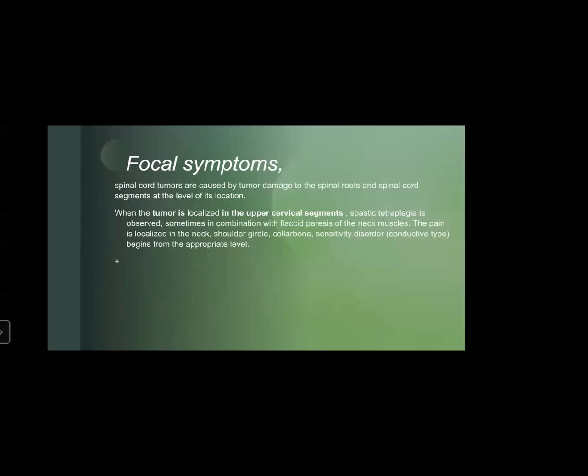Focal symptoms of spinal cord tumors are caused by tumor damage to the spinal roots and spinal cord segment at the level of its location. When the tumor is located in the upper cervical segments, spastic tetraplegia is observed, sometimes in combination with flaccid paresis of the neck muscles. The pain is localized in the neck, shoulder girdle, and collarbone. Sensitivity disorders begin from the appropriate level.